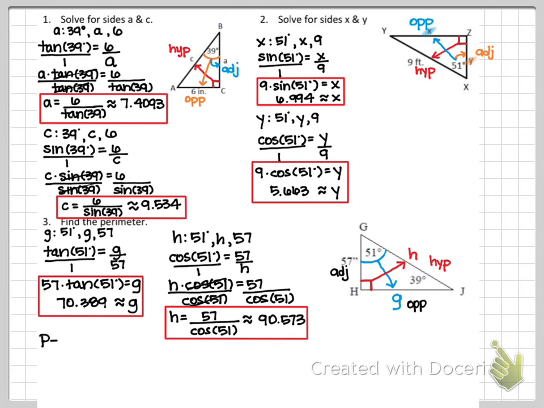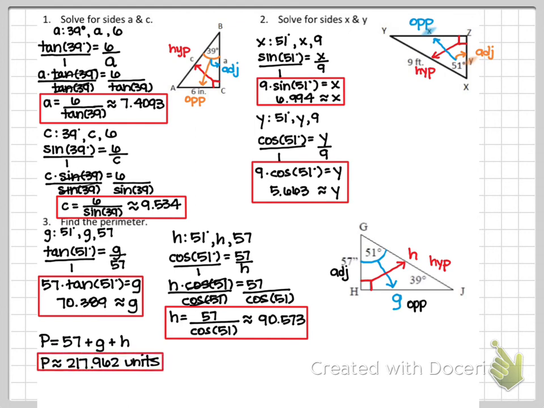So we're going to take the 57, then the value we got for lowercase g, and the value we got for lowercase h. This is going to be an approximation because we're using approximate answers to get it. So if we add those together, it looks like we get 217.962 units. So there is our answer for this one.